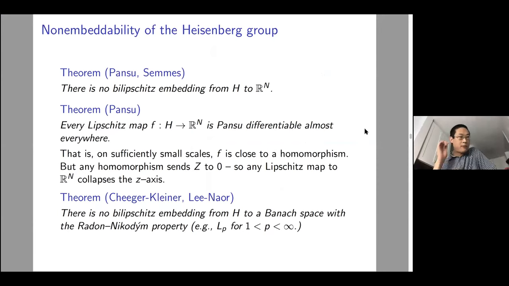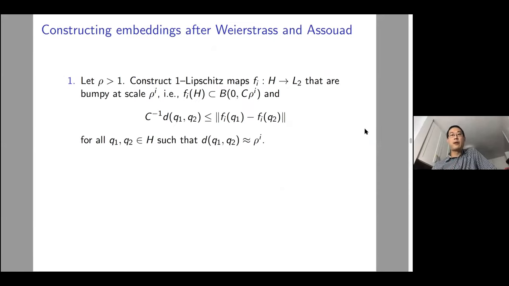And so how do you construct bumpy curves? How do you construct functions that are not differentiable anywhere? Well, this is Weierstrass. The Weierstrass function is the standard example of a curve that's not differentiable anywhere.